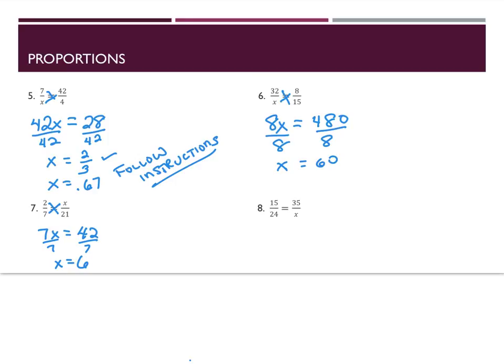One more time, and you should be able to do this on your own and use this video to just check. Do the cross product with your x first. Equal sign in the middle. 24 times 35 is 840. Divide by 15 in order to get x by itself. And my final answer is x equals 56.